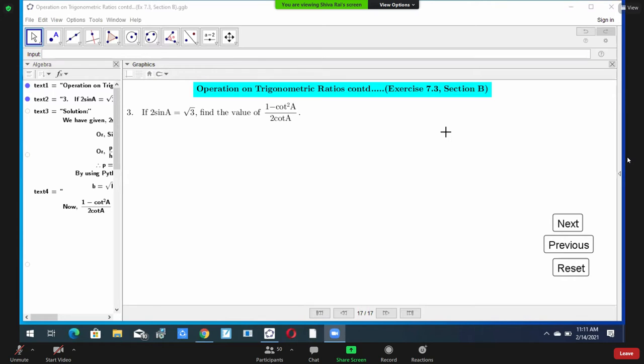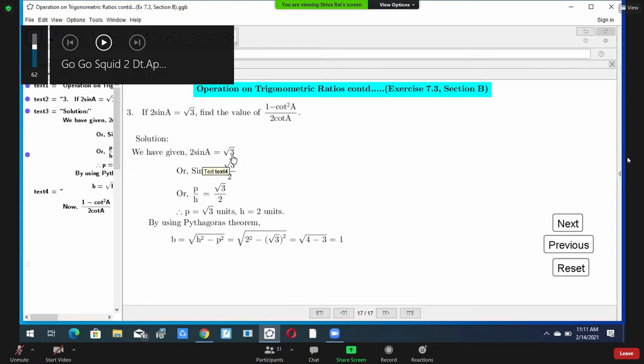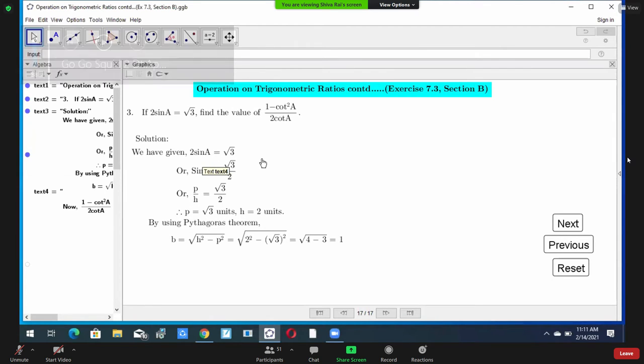How to find the value of (1 minus cot square A) upon twice cot A? How to find it? You look here. So let's see the solution. Here we have given 2 sine A equal to root 3.